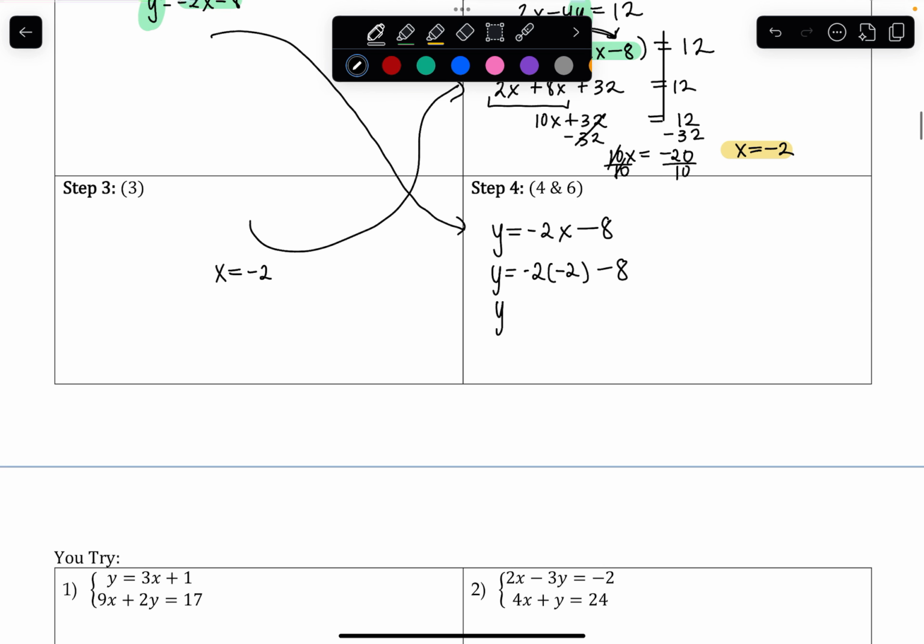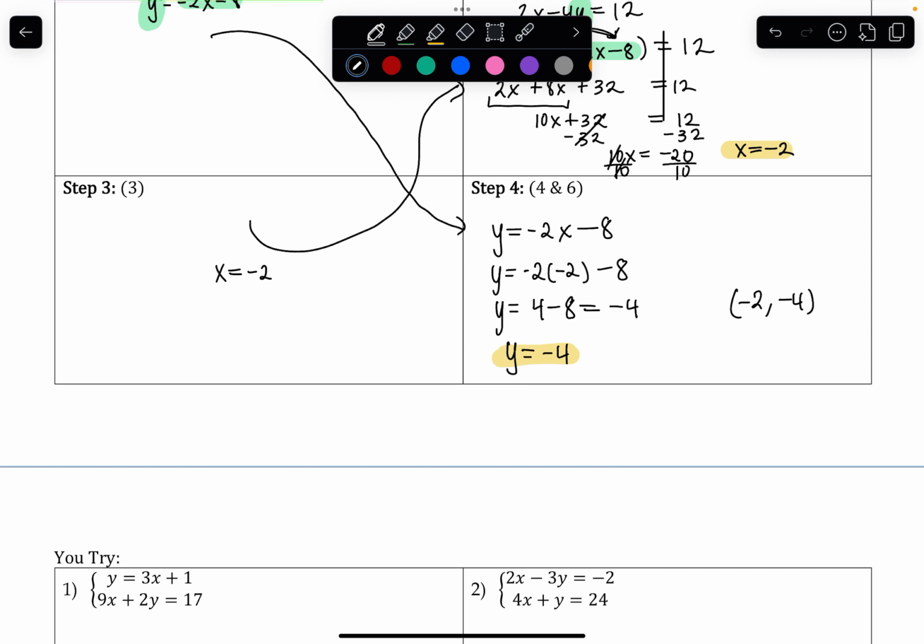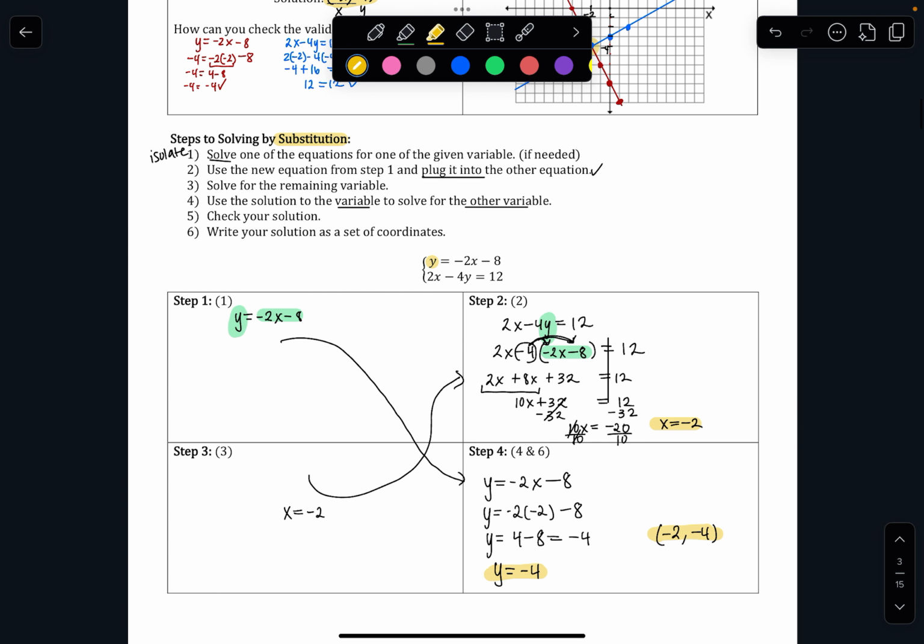Okay, and so if I simplify this, I get 4 minus 8, which is negative 4. And so now I have my y variable. And so my solution is negative 2, negative 4. And this was the same system we solved in the warm-up by graphing. And so we could, of course, plug this back in and check. Okay, and so write your solution as a set of coordinates like we just did.